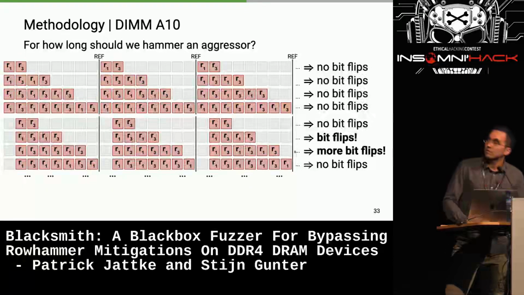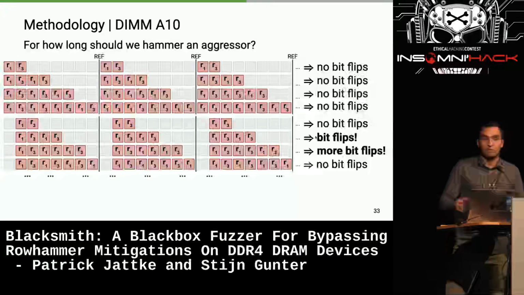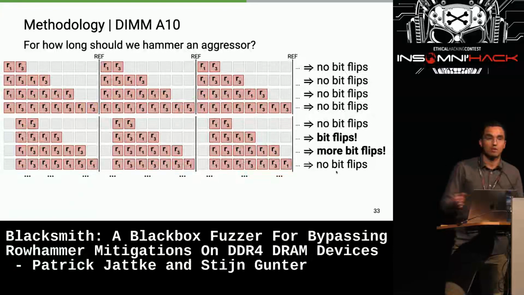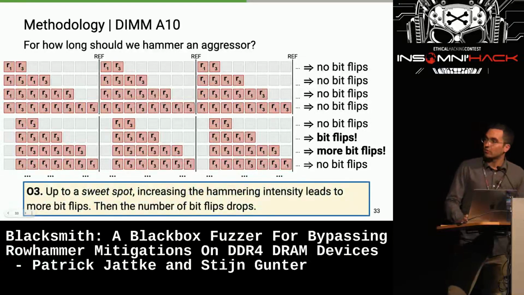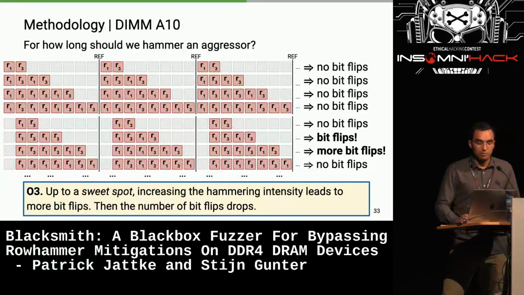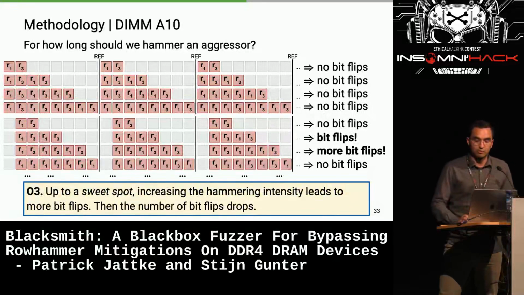And what we found is that up to some point you can increase the intensity and see more bit flips. But if you get over this point, then you don't see bit flips anymore, which suggests again that the mitigation caught these accesses and then refreshed these rows before any bit flips could be induced. And this is basically our next observation, that up to a sweet spot, we can increase the hammering intensity to see more bit flips. And then after that, the number of bit flips drops.